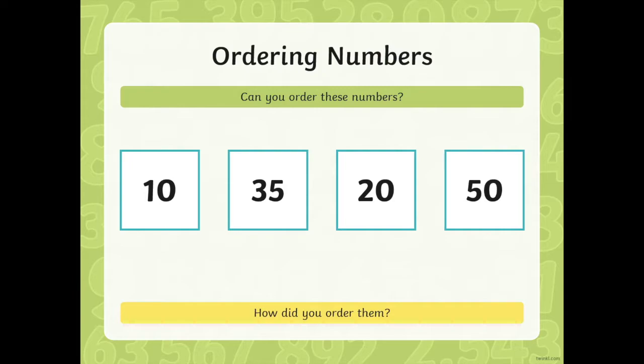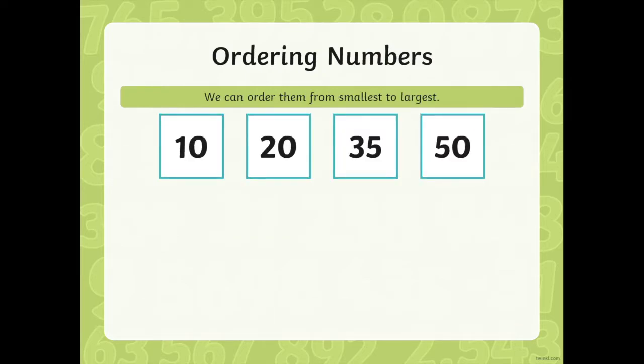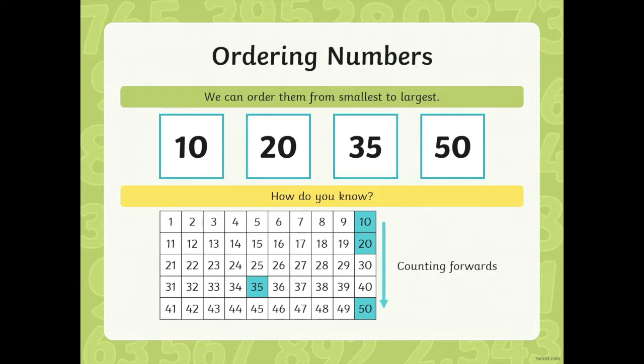How did you order them? We can order them from smallest to largest. So we have 10, 20, 35, 50. How do you know that that's the way we ordered them? We're counting forwards. If we have a look on our little numbers chart here, you can see the highlighted numbers we are counting forwards and upwards to 50.